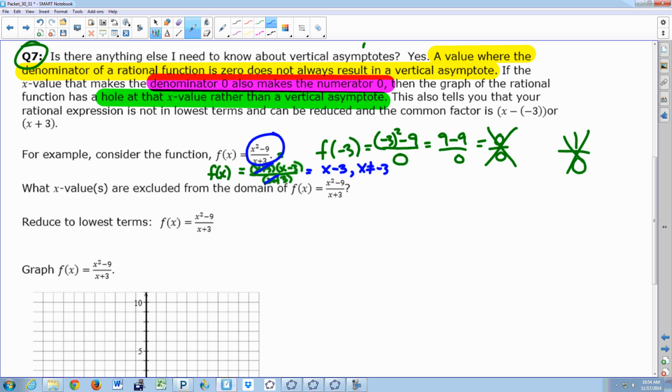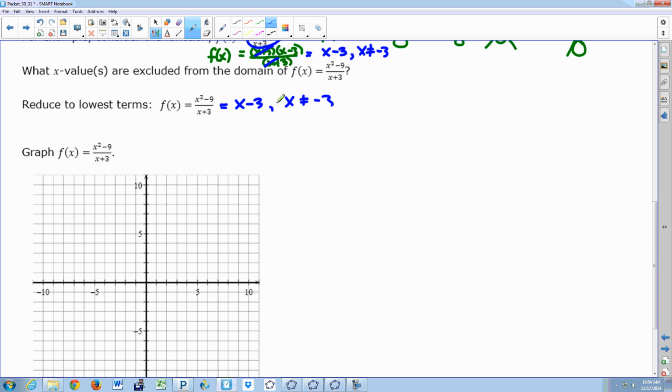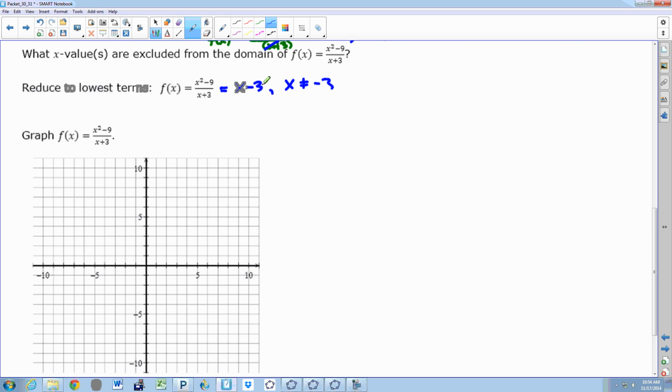So x minus 3 is what this function reduces to, but you have to put a little condition on it. You have to say x cannot be -3. So you can reduce this to lowest terms. And guess what, folks? That crazy looking thing is going to look just like this straight line. The y-intercept here is -3. And my slope is 1, so I go to the right one, up 1, right one, up 1, right one, up 1, right one, up 1.